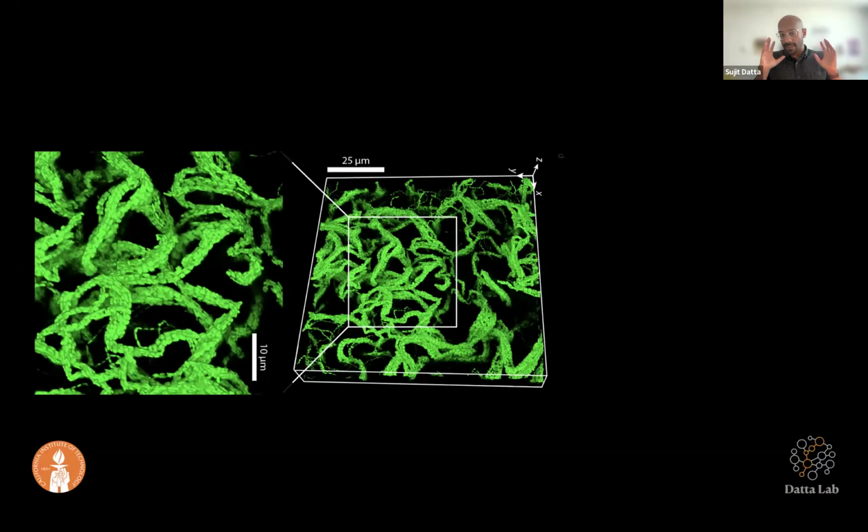But overall, I think this question of rheology, what are the rheological properties of these living gels and how they can be tuned on demand, is a really fascinating direction to take this work.